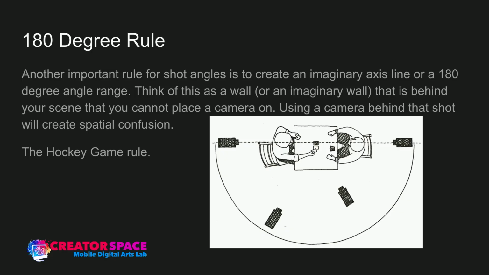That's why in sports, they always have cameras on one side, leaving the other side as the 180-degree wall. That way you constantly see where the action's going, left to right, as if you're watching there. Think of the audience as they're watching. You don't want to confuse them. If you flipped it, the person on the other side would see a different perspective. It's about knowing spatially where you are, that they're going from the home side to the away side, for example. That's the 180-degree rule, the hockey game rule.